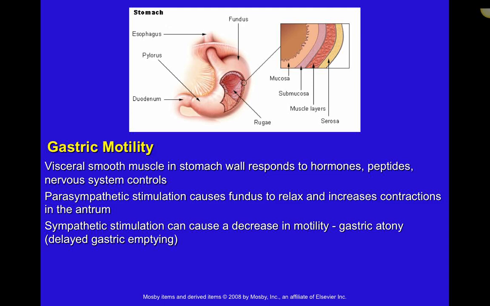Gastric motility uses, again, visceral smooth muscle in the stomach wall, and it responds to hormones, peptides, and nervous system controls. Parasympathetic stimulation causes the fundus to relax and increases contractions in the antrum of the stomach. Sympathetic stimulation can cause a decrease in motility, called gastric atony, which is delayed gastric emptying.